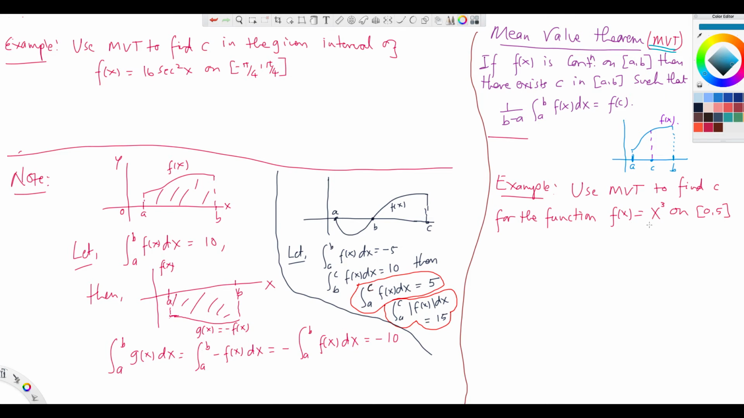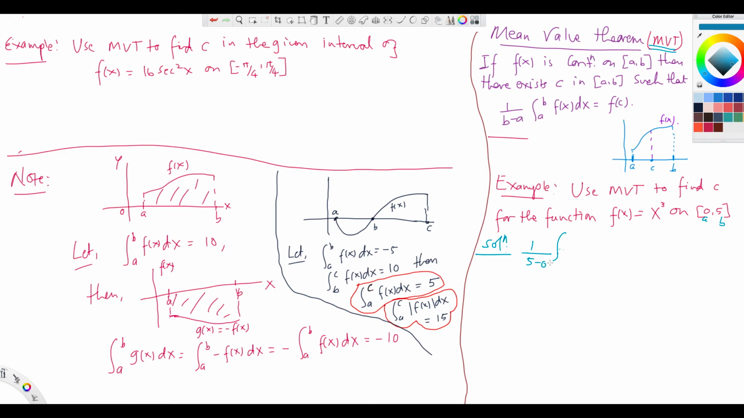Use the mean value theorem to find c for the function f(x) equals x cubed on the interval 0 to 5. So what we do is we use that mean value theorem. What is a? a is 0, b is 5. So 1 over b minus a. Let's write down the solution. So 1 over 5 minus 0, and then the integral.